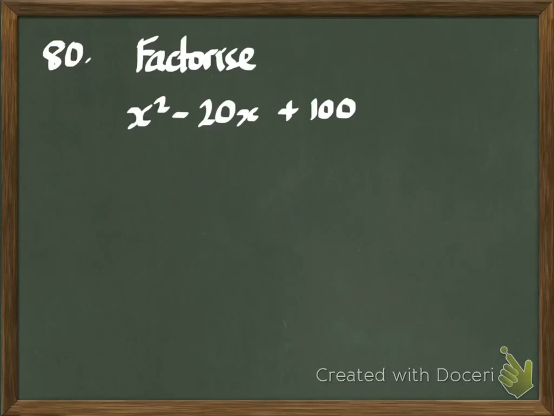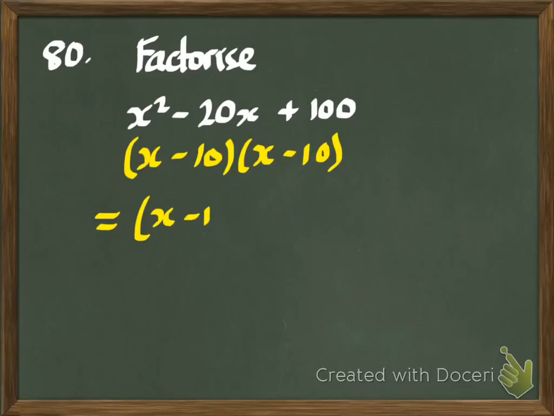Make sure you complete the second part of this. One answer that I got was x minus 10 times x minus 10. That is correct, but just finish it off. That's the same as x minus 10 all squared.